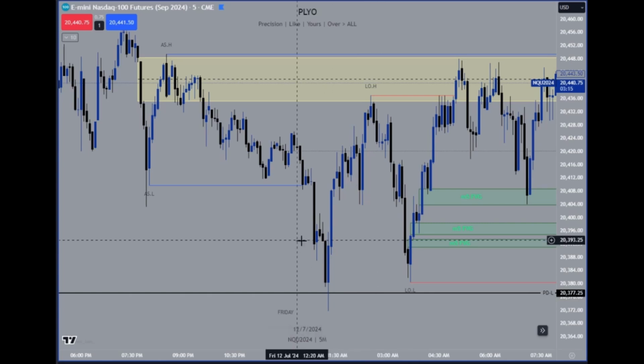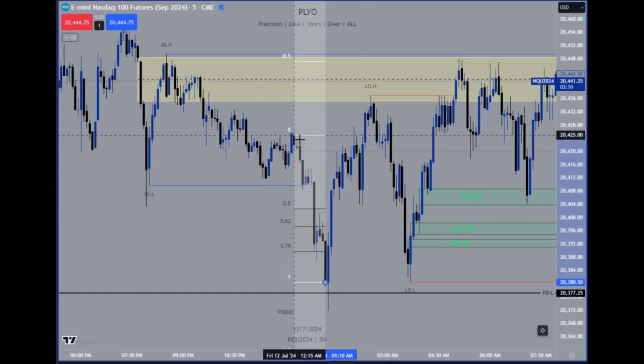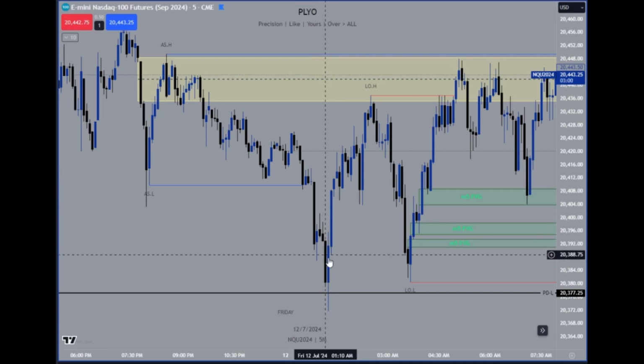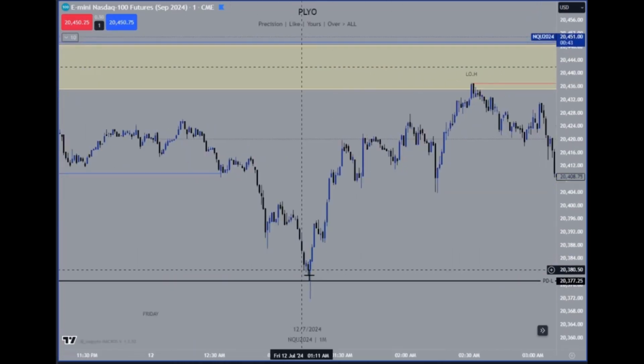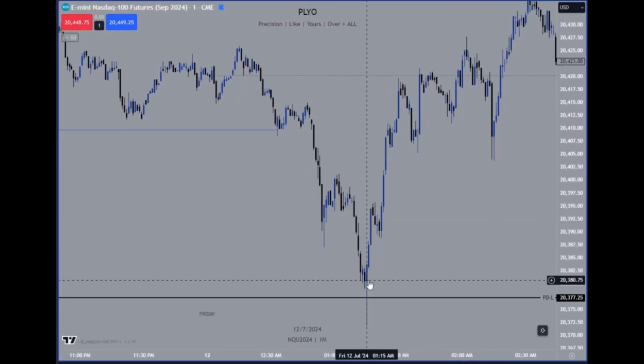Some people, when they draw out manipulation legs, would take the entire leg, from here all the way back up here. I don't do that because it's not as precise, which is why I just use this, the last set of straight bearish candles on the 5 minute. If I go on the 1 minute, that's going to be a lot of bearish candles. That's about right here. As you can see on the 1 minute, it's like straight bearish candles here.